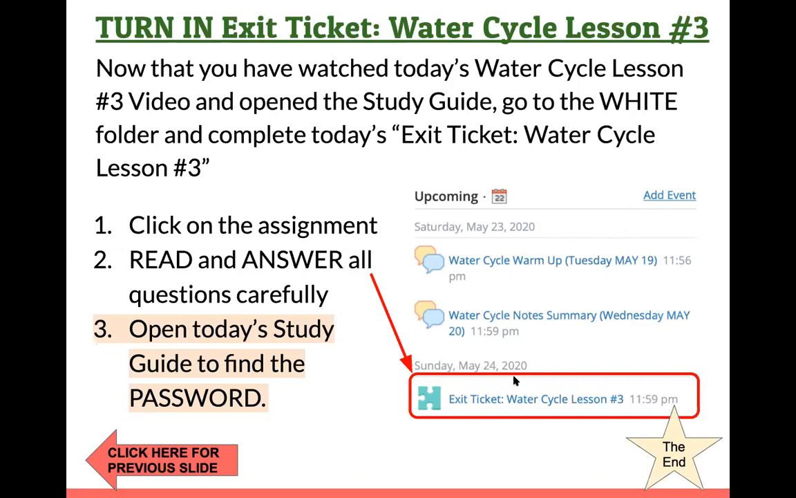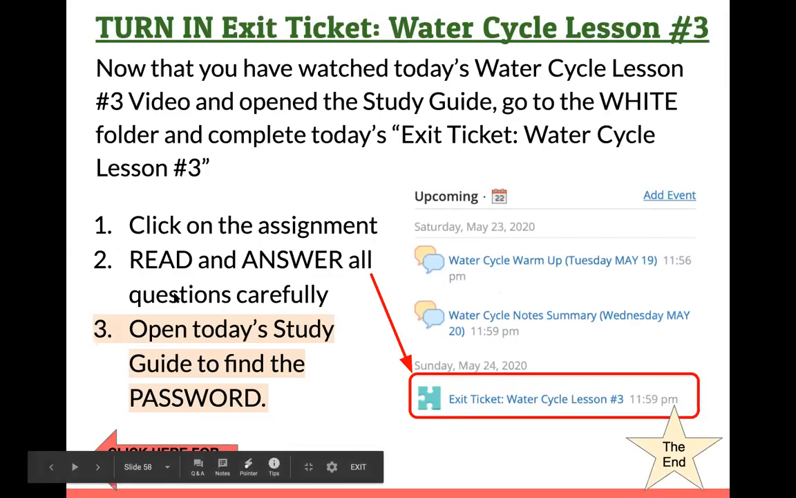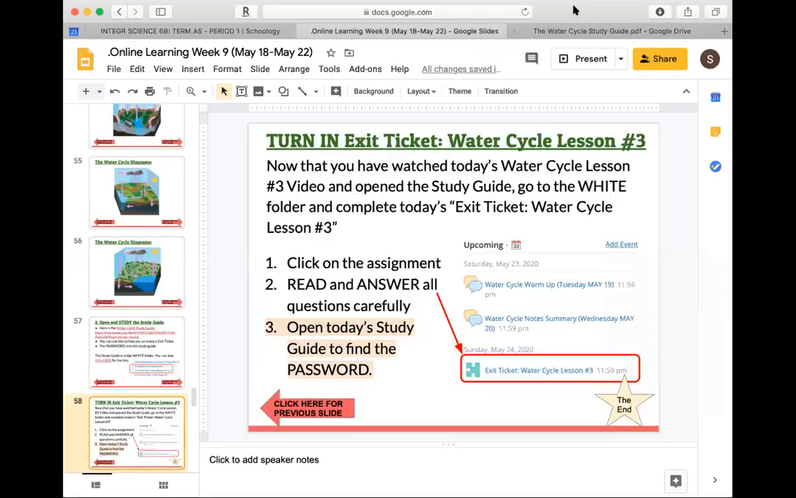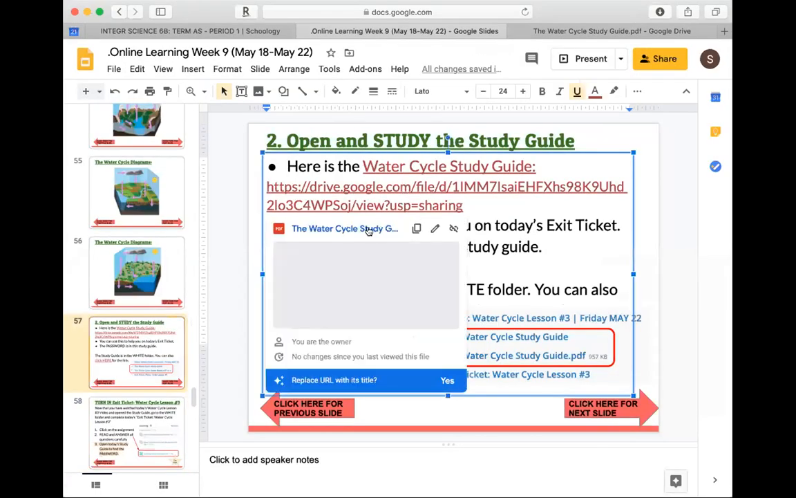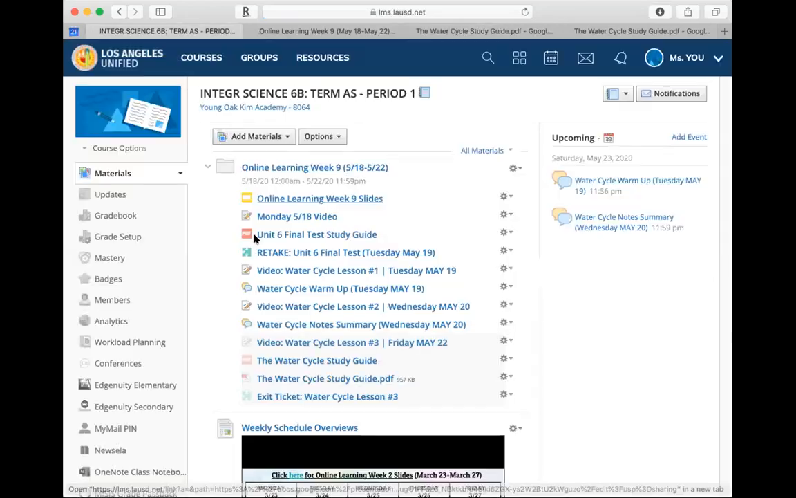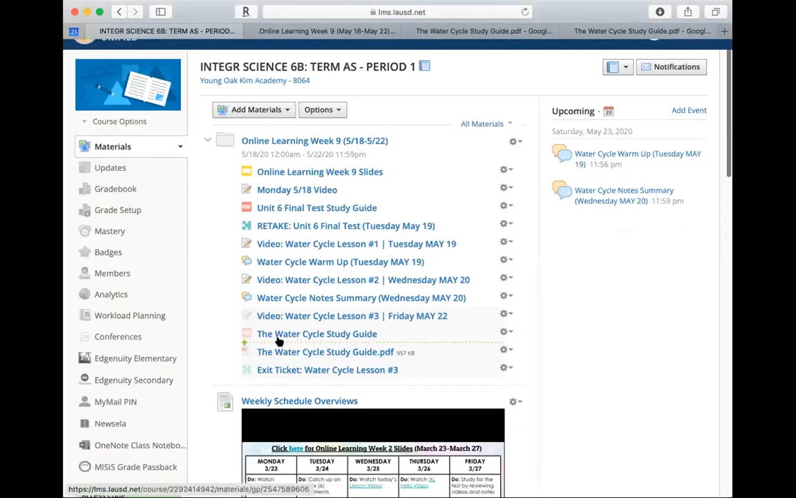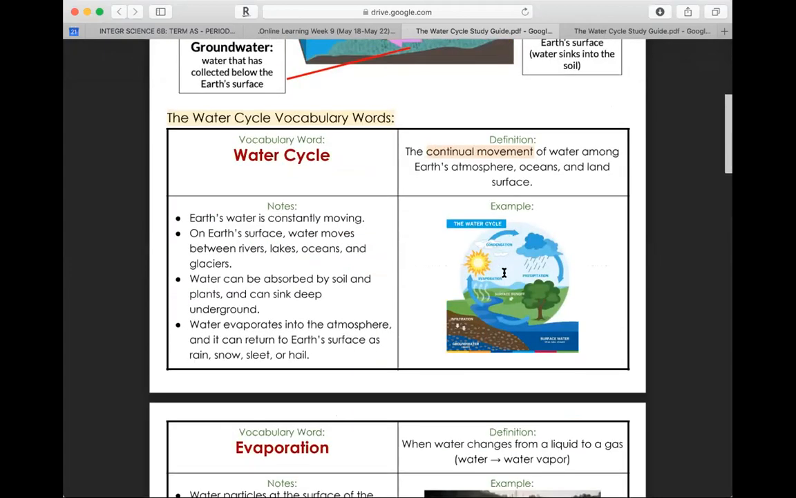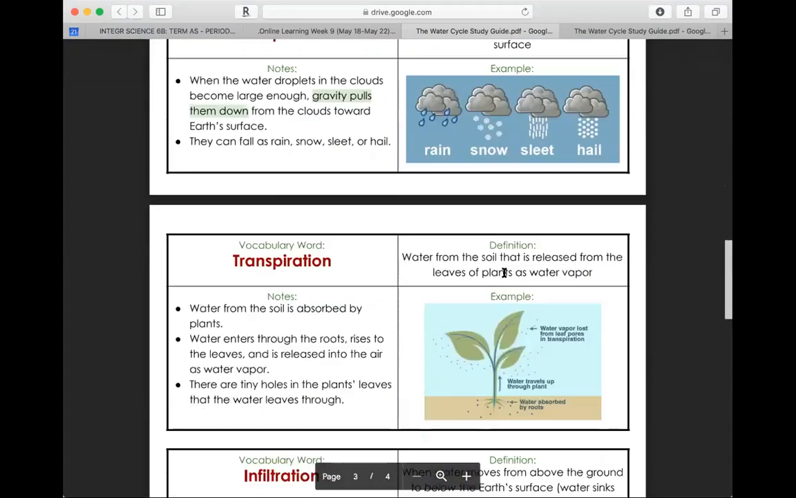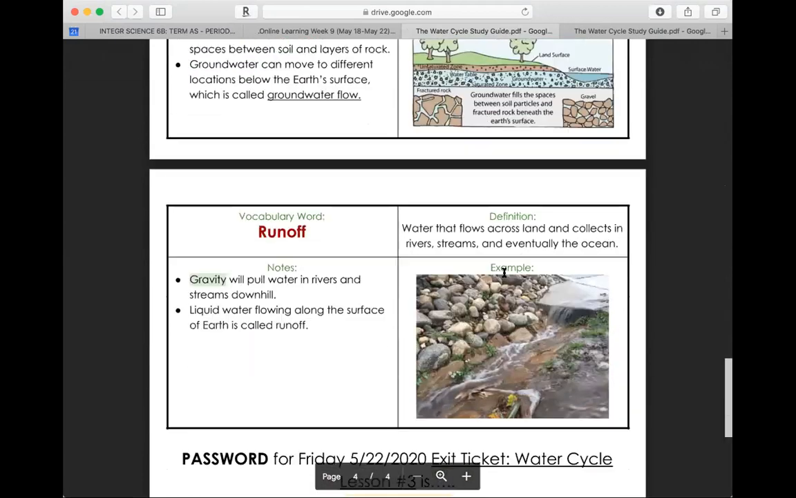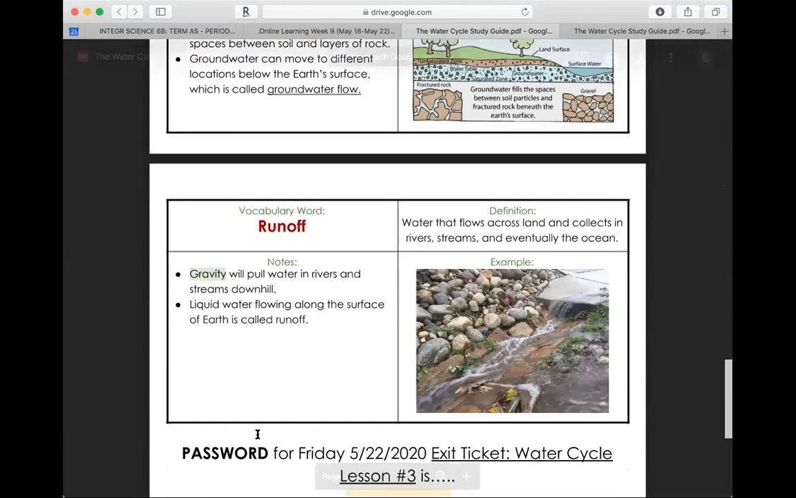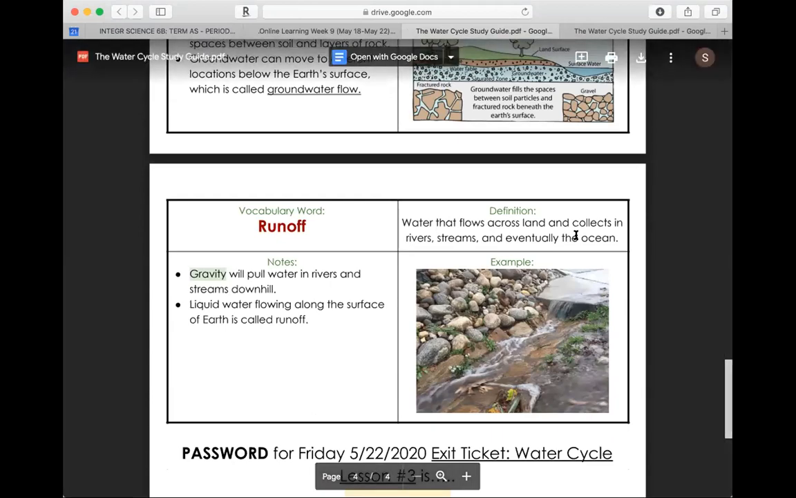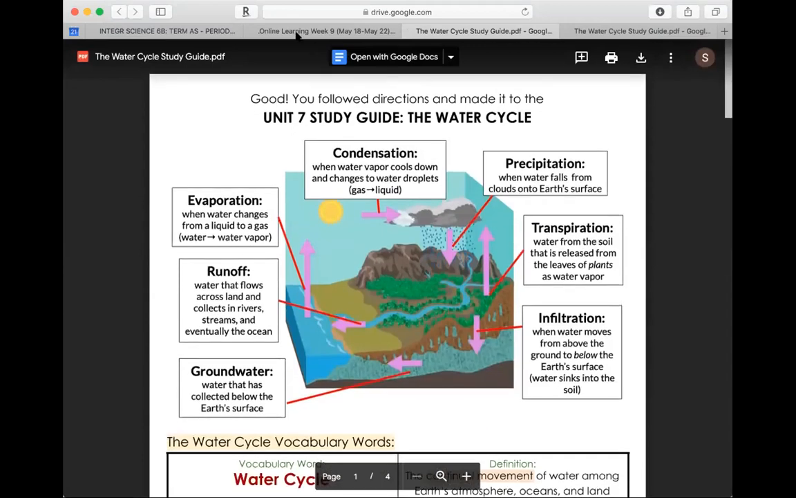All right, so I'm going to go ahead and open up the study guide for us so that you can see it. So again, if you click on this link, it will open up the study guide, or you can also just go to our white folder and the study guide is right here. But looking at the study guide, it has the diagram again. You can use this on your exit ticket to help you. And it has all the definitions of each word to help you for your exit ticket. So you may use the study guide for your exit ticket. And over here it says the password for Friday's exit ticket is, and if you scroll down, you will see the password. All right, so please do well on today's exit ticket.